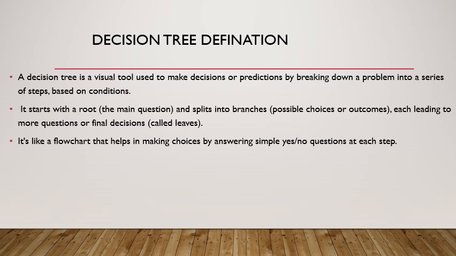It starts with the root node. Root node means the main node. The main question arises from the root node and splits into branches. Means possible choices or outcomes from that question. It is also called the extension of the question. Okay, each leading to more questions or a final decision. Final decision is called leaves.